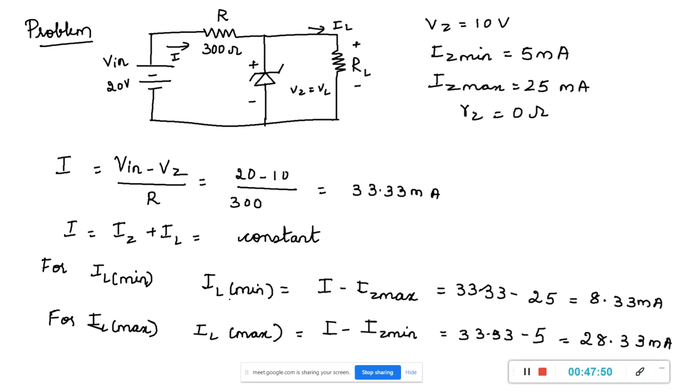In order to find out IL min and IL max, we require the total current I. So find out first I is equal to V by R, Ohm's law. So Vin minus Vz divided by R. The R value is given here, 300 ohms. 20 minus 10 divided by 300 gives 33.33. Okay, so IL min is equal to I minus Iz max. Subtract it and get the answer. IL max is equal to I minus Iz min, 33.33 minus 5. Iz min is given, Iz max is also given. Just subtract this and get the value. So these are the minimum and maximum load currents we get.